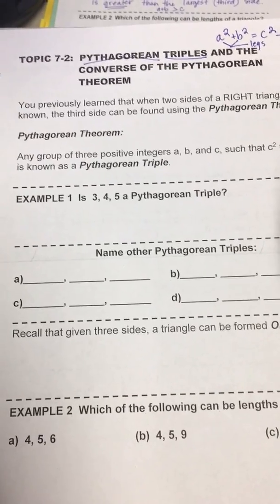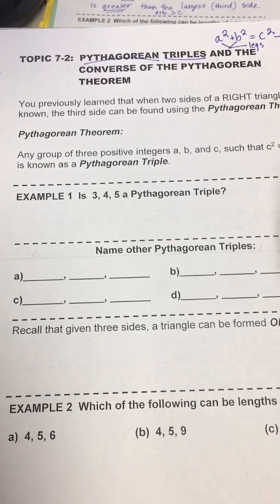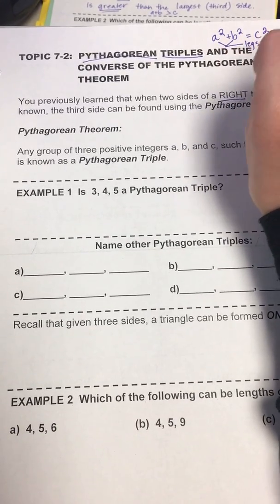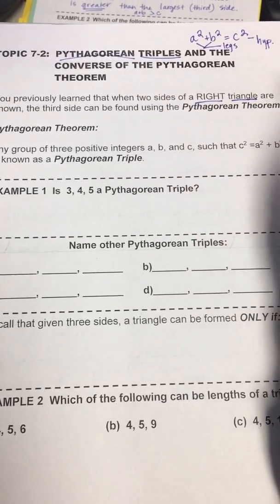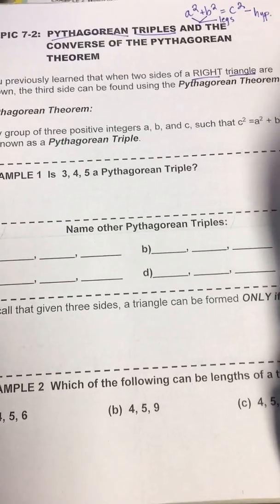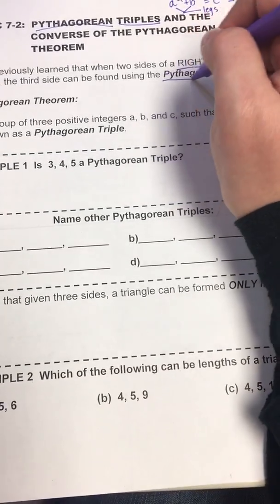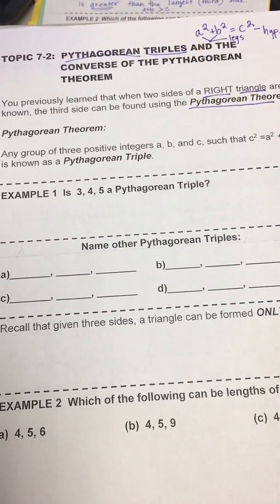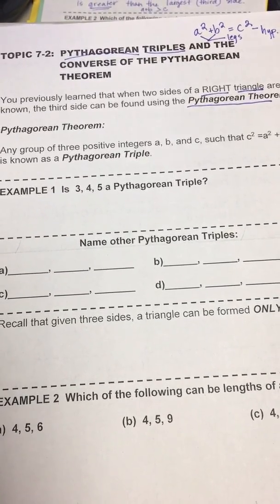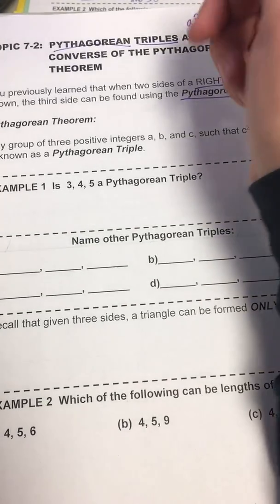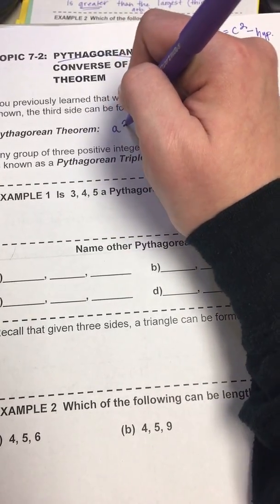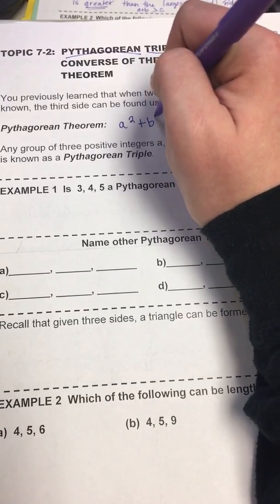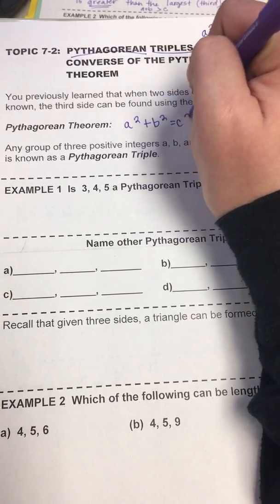So it says, you previously learned that if two sides of a right triangle are known, and remember, your Pythagorean theorem only works with right triangles, the third side can be found using your Pythagorean theorem. Also, if you're given your hypotenuse and a leg, you can find your other leg using your Pythagorean theorem, so just keep that in mind. Just like yesterday, Pythagorean theorem is a squared plus b squared equals c squared.